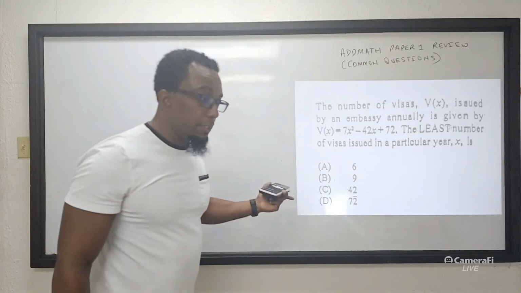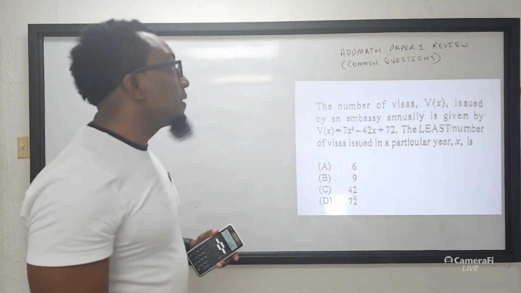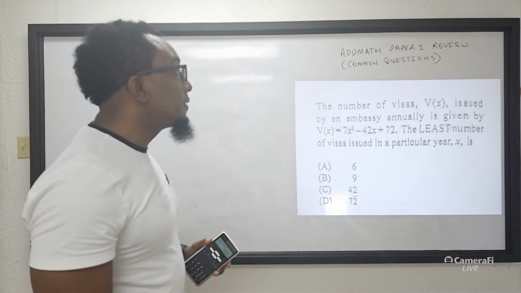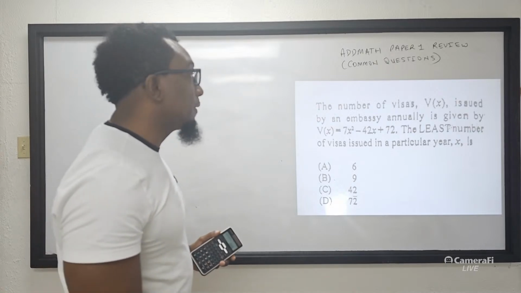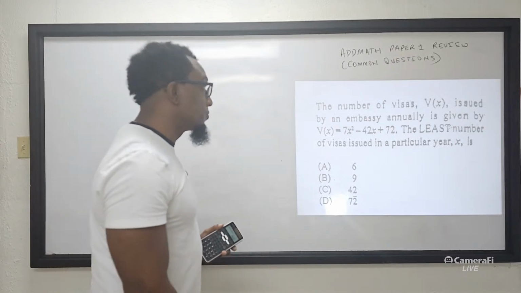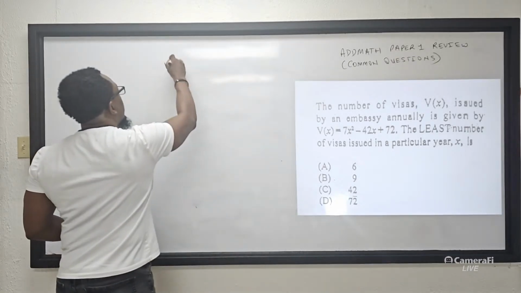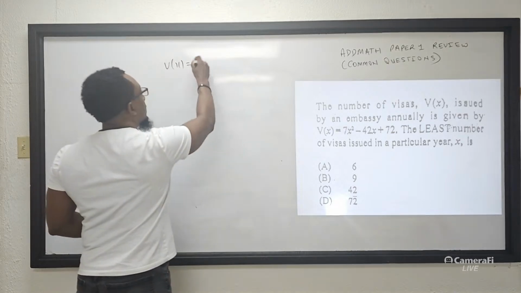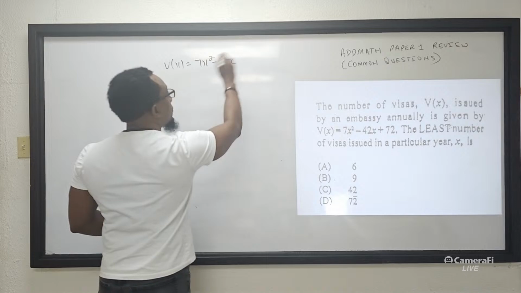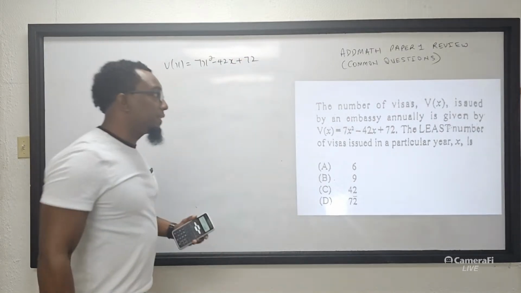Right, so another common question. It says here the number of visas V to the X issued by an embassy annually is given by that quadratic expression. The least number of visas issued in a particular year is. So we have V(x) is equal to 7x squared minus 42x plus 72.